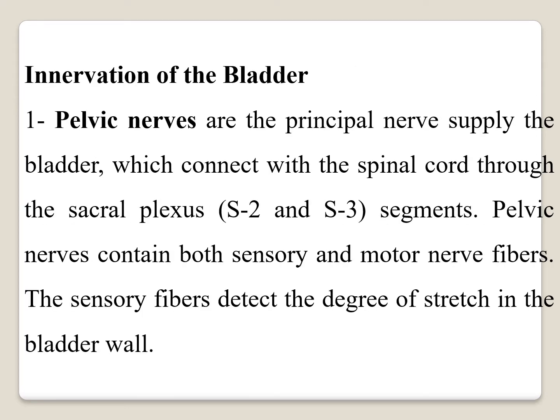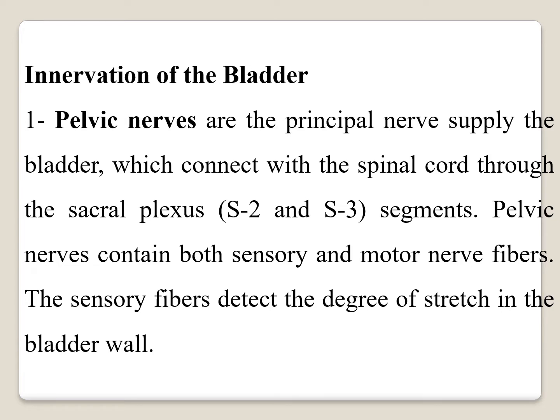What is the innervation of the bladder? The bladder has three types of nerves: pelvic nerves, pudendal, and hypogastric nerves. First of all, we'll talk about the pelvic nerves, which are the principal nerves supplying the bladder, which connect with the spinal cord through the sacral plexus, S2 and S3 segments. The pelvic nerves contain both sensory and motor fibers, which is a very important point.